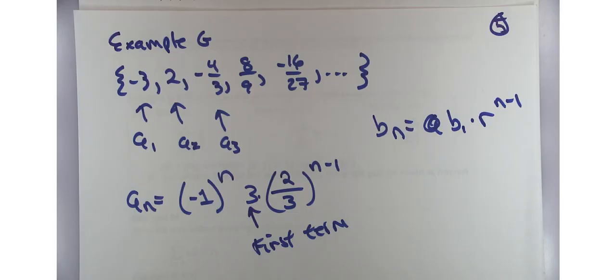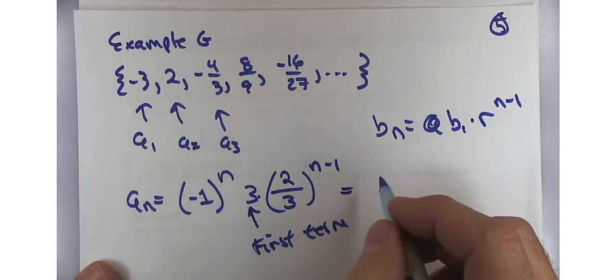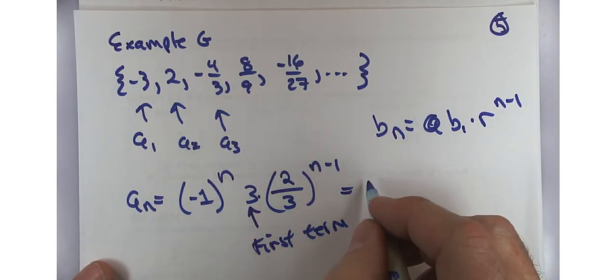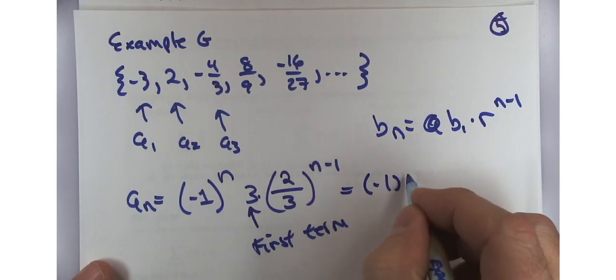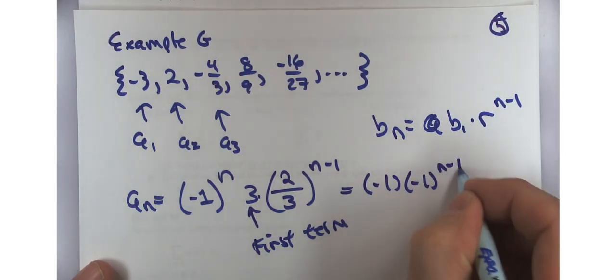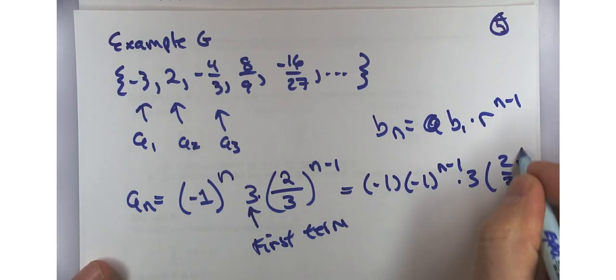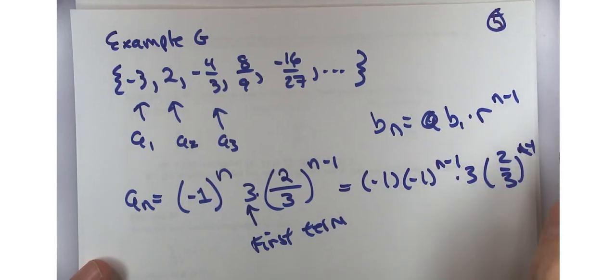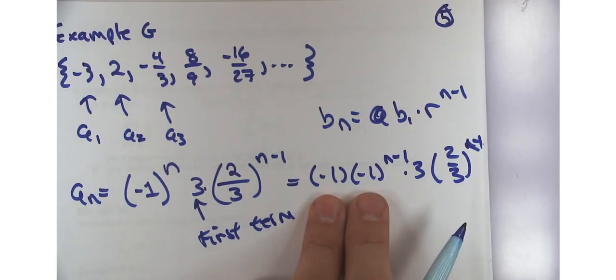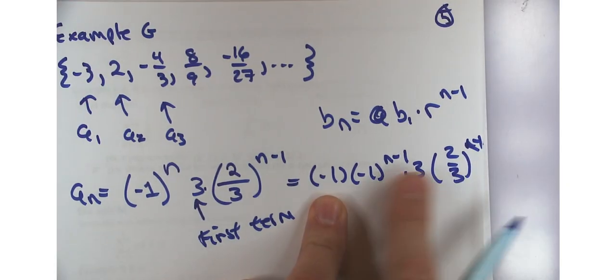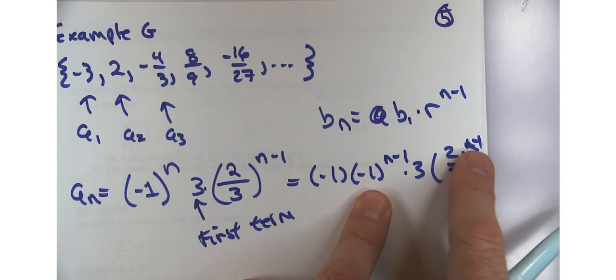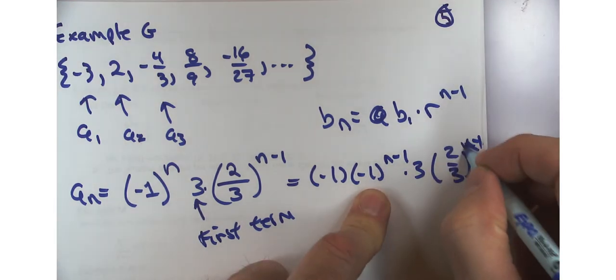Yeah, there's a lot of different ways I could rewrite this. For instance, if I split this up into -1 times (-1)^(n-1) times 3 times (2/3)^(n-1), and I'm sorry I ran out of room there. But now these things have the same exponent, right? n-1, even though that really looks horrible and I'm embarrassed.